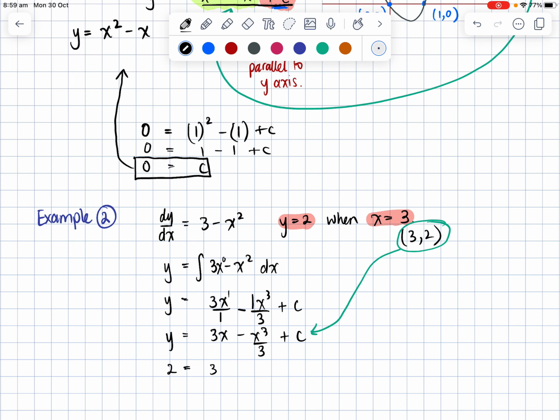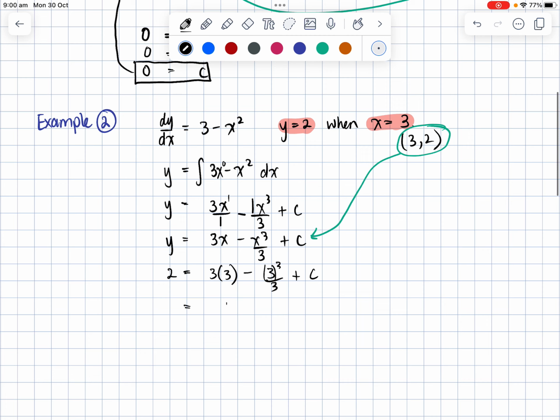2 equals 3 times 3 minus 3 cubed on 3. Put my brackets in there. Plus c. Equals 9 minus 27 divided by 3 plus c equals 2. So then I get c equals 2, because 27 divided by 3 is just 9. They cancel each other out. c equals 2. Therefore, my final antiderivative, no longer with a c but an actual value, will be 3x minus x cubed divided by 3 plus 2.